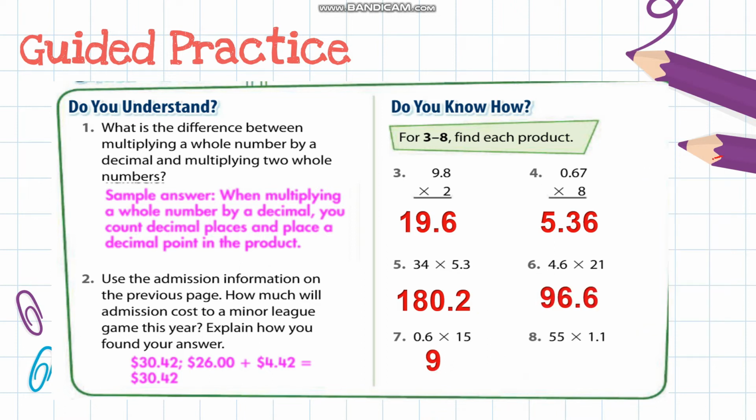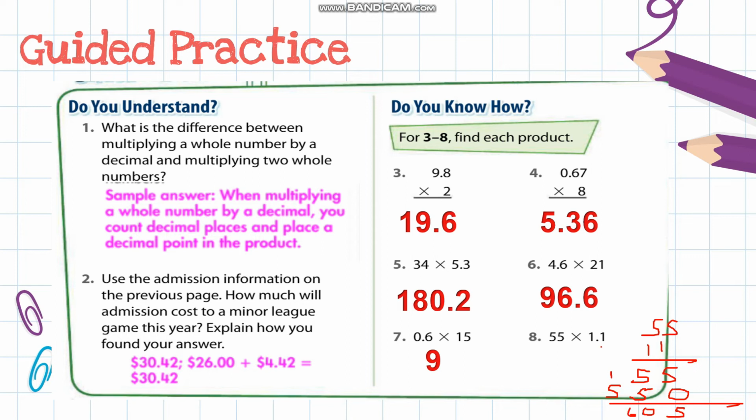Another, 55 multiplied by 11. 1 times 5 is 5, 1 times 5 is 5. Then I need to put 0. The same thing, 1 times 5 is 5, 1 times 5 is 5. Then add 5, 10, regroup 1. This becomes 6. So 605.